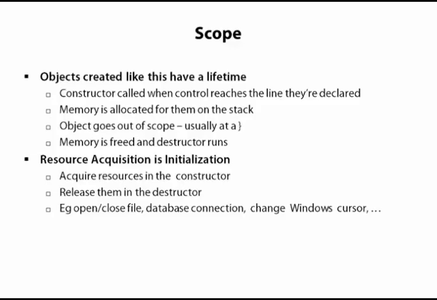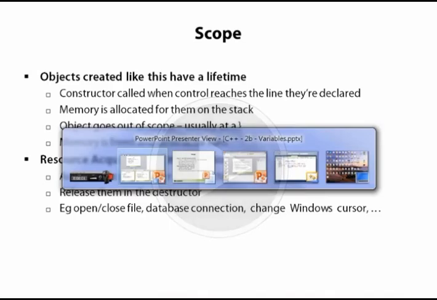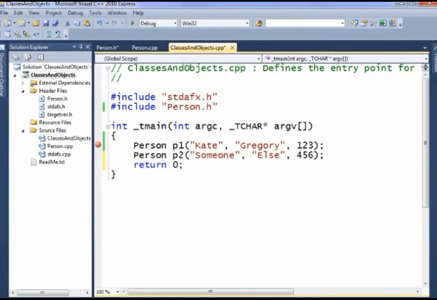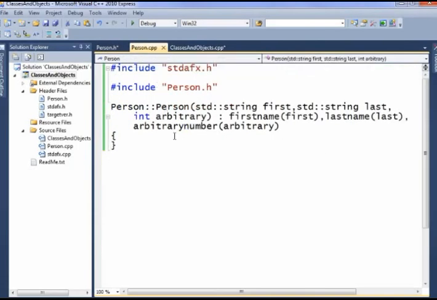I'm going to stay away from opening files, making connections to databases, changing Windows cursors, because they're reasonably difficult tasks to do. But I am going to show you how this works. I'm going to come back into Visual C++ Express and come into the person class. And I'm going to add a line to the constructor that just prints out a statement that we're in the constructor. That'll help to be able to track when the constructor runs. And after we add a destructor, we'll also be able to check when the destructor runs.